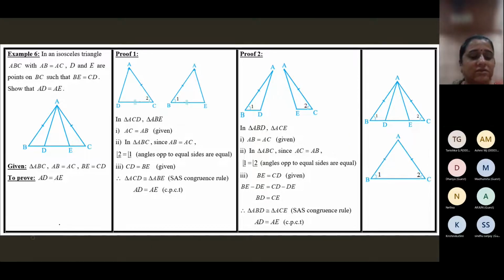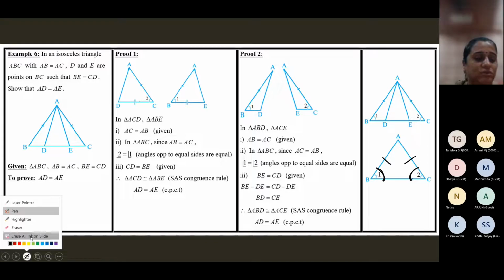And similarly, the other side is AC. In ABC, AC is the other side, so angle B, that letter which is missing, is the angle opposite to the side AC. So opposite to AB is angle C, opposite to AC is angle B. And since it's given that AB is equal to AC, angle B is equal to angle C, or angle 1 is equal to angle 2.